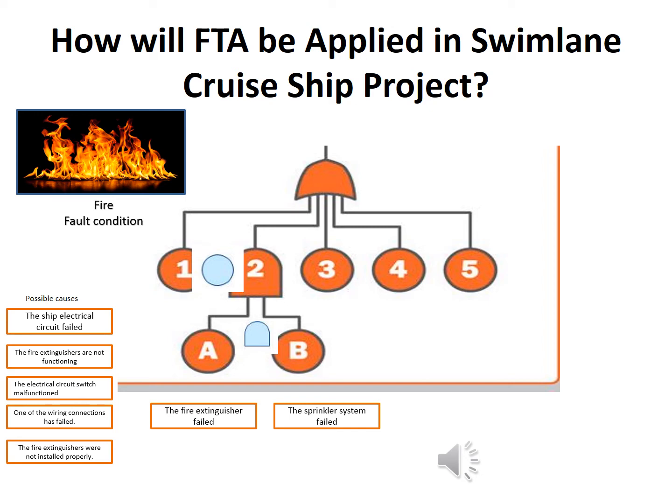Now the question is, how will FTA be applied in the swim lane cruise ship project? So now that we have the basic idea of what the FTA diagram signifies, let us put it into perspective. For this project, we will be focusing on identifying some threats associated with this project. One of the risks, which is a threat that has been identified, is accidents caused by fire. So fire now becomes the fault condition.